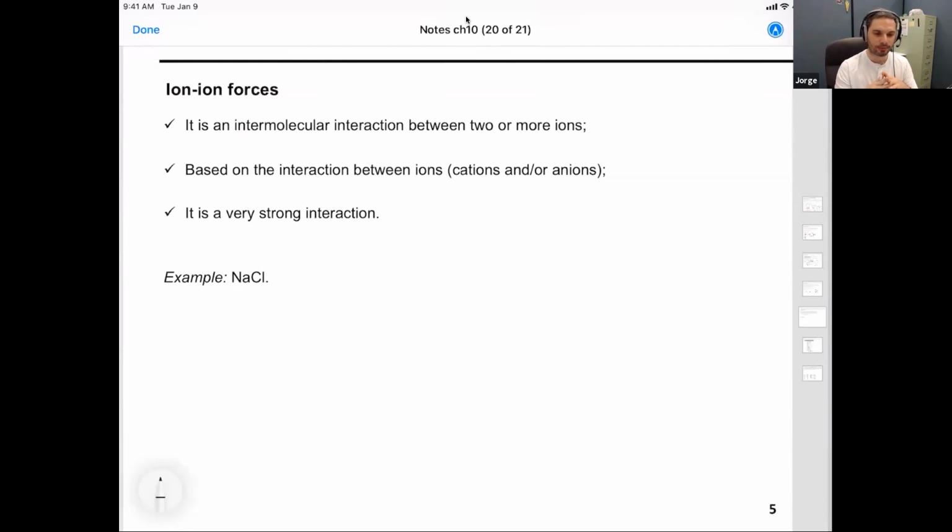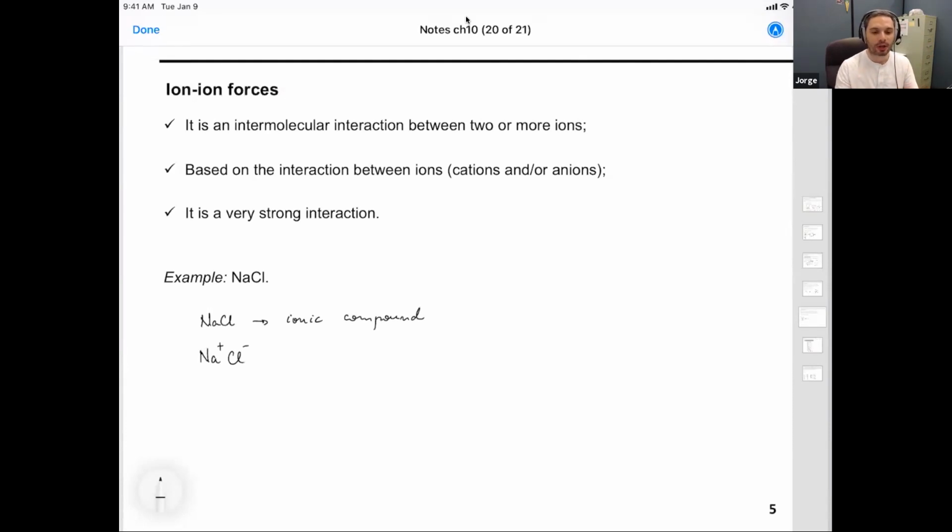For example, here, let's talk about sodium chloride. Sodium chloride to start with, it is an ionic compound because we have an element that wants to lose electrons, therefore becomes positive, which is sodium, and another element that wants to get one electron and therefore becomes negative, which is the chloride, okay, Cl minus.